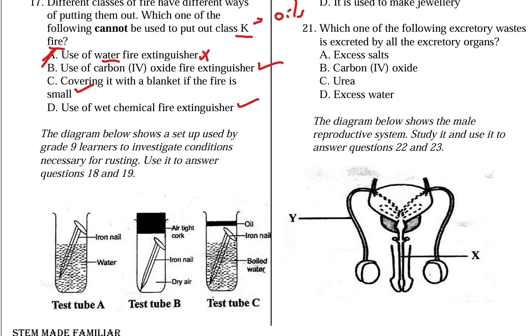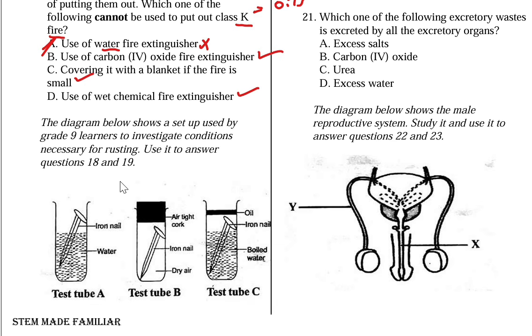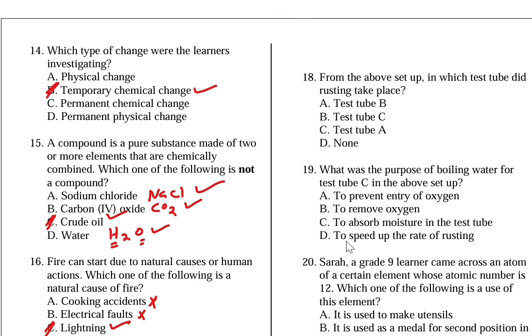You continue to number 18. Also a very common question. The diagram below shows a setup used by grade 9 learners to investigate conditions necessary for rusting. This is to answer questions 18 and 19. You can see we have test tube A, iron nail water. Test tube B, you have airtight cork. You have test tube C, oil, and then you can see boiled water. Let's go to the questions.